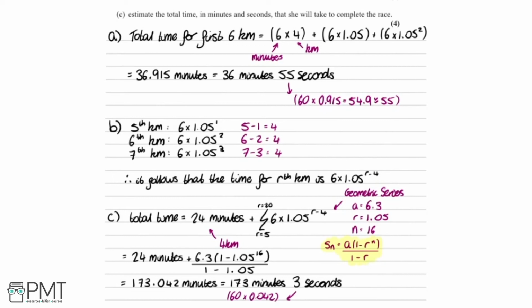So looking at the mark scheme, let's see where we'll get the marks. For part A, we get 1 mark for this line here, and 1 mark for the correct answer. So for part B, we get 1 mark for all this working. Essentially, what we've got to show is that we're making a link between the rth kilometre and the index here. So that's what we're showing here. And finally, for part C, we get 1 mark for this line here. We get another mark for this part here, so using the correct formula from the formula booklet. Then we get another mark here for adding it on to the 24 minutes to get the total time. And we get the fourth and final mark for the correct answer.